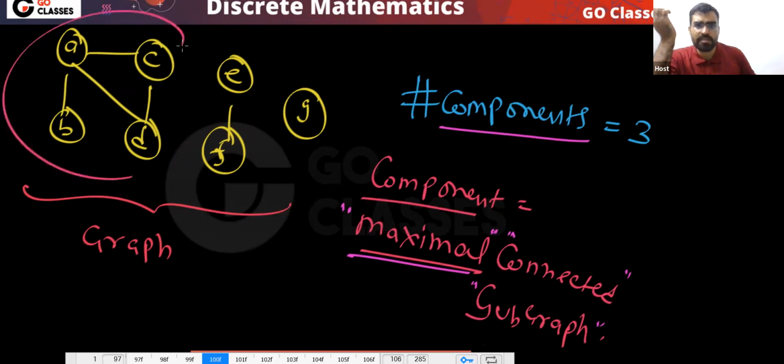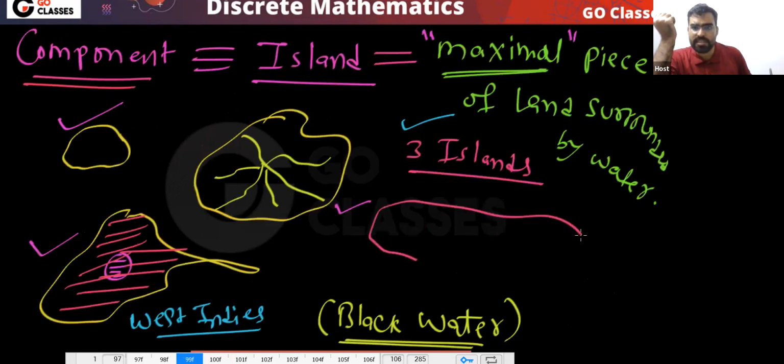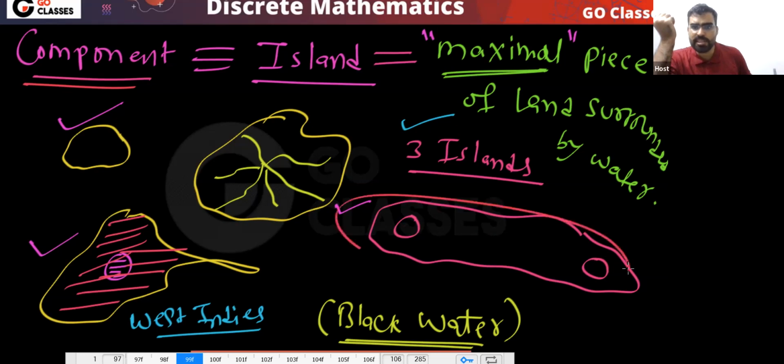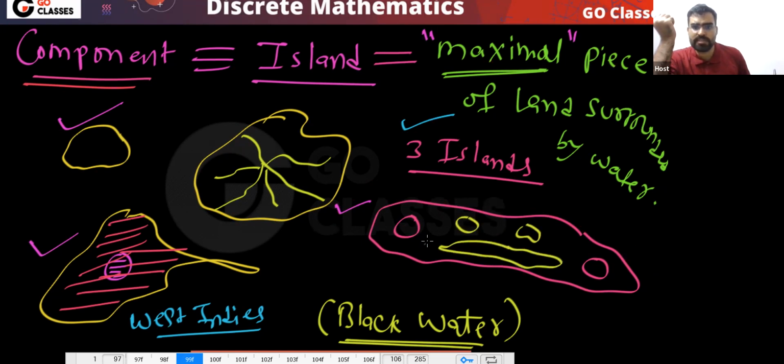It does not matter. This is your island. For example, just consider this island. This city and this city are here. They are not adjacent. Still, this whole thing is an island. In this island, you can have cities, small cities, big cities. This whole thing is an island.